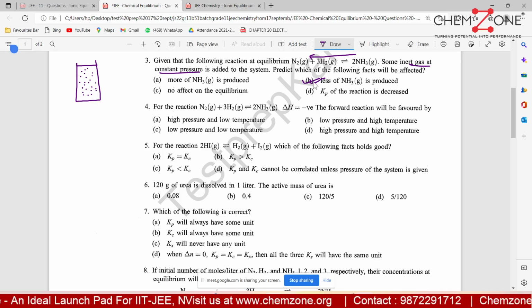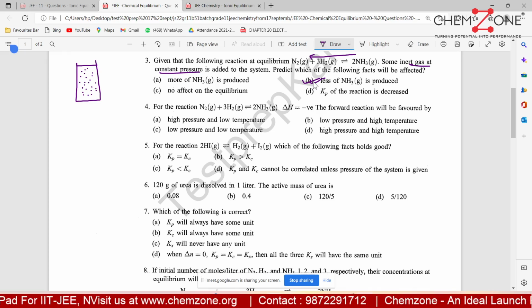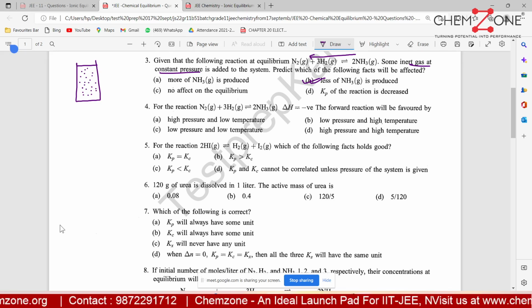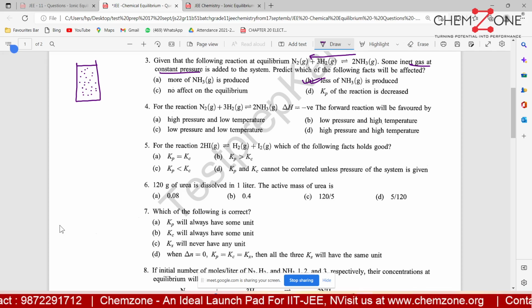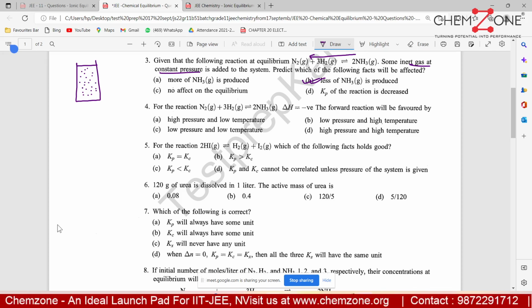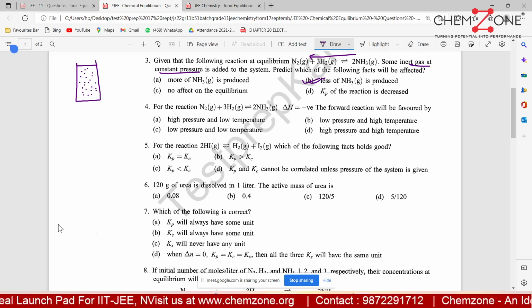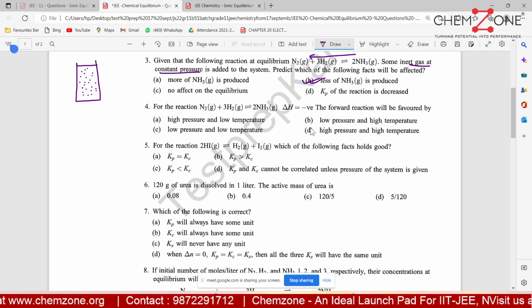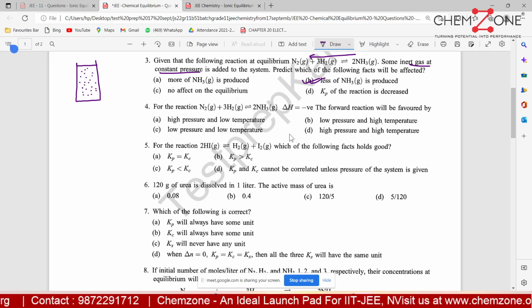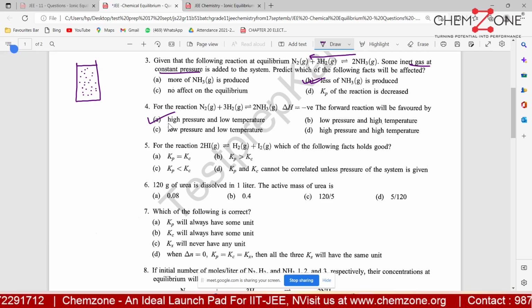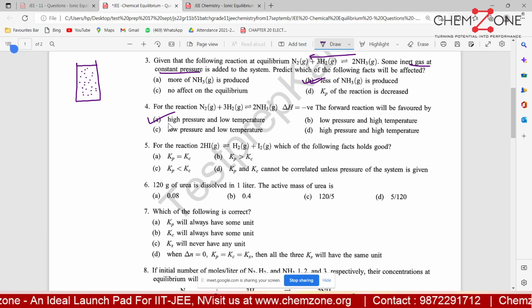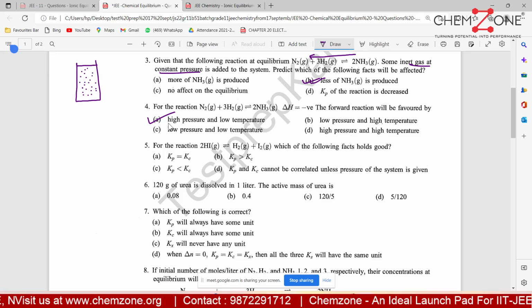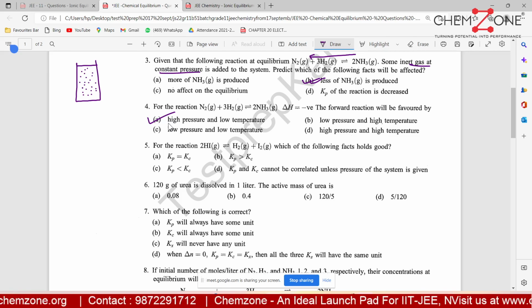Fourth question. Try the fourth question. So is it low pressure and low temperature? Of course, I mean high pressure and low temperature. Yes, high pressure and low temperature, because high pressure shifts the equilibrium towards the lesser number of moles. Now, next.